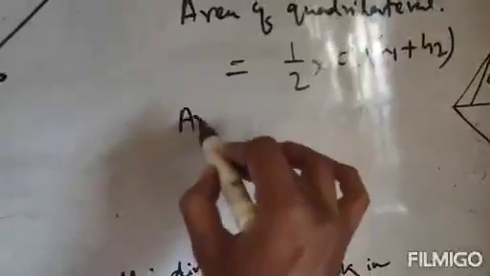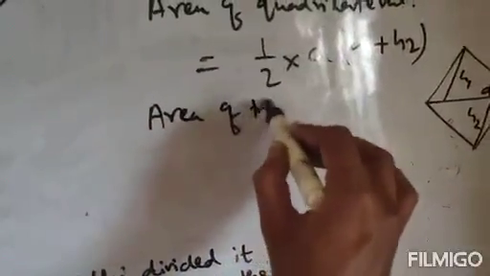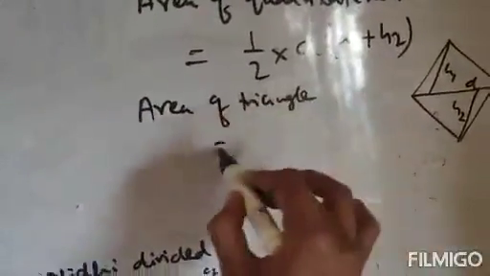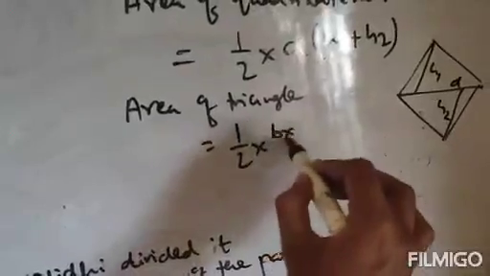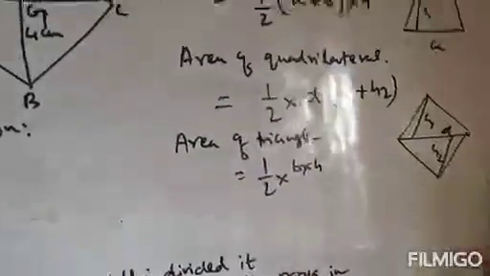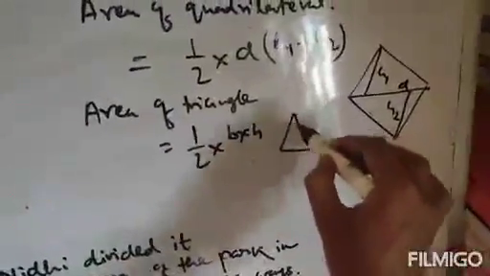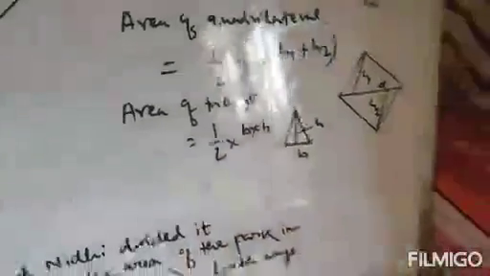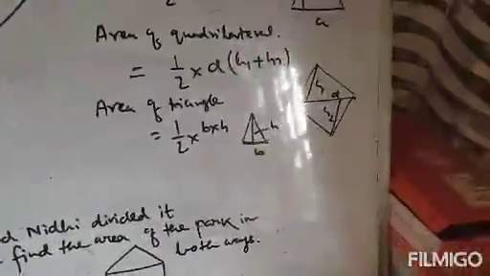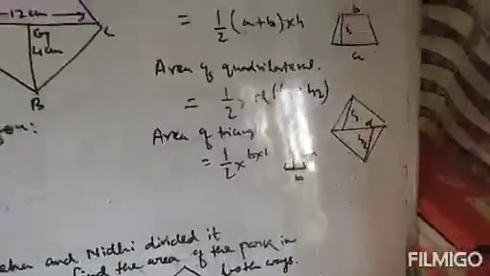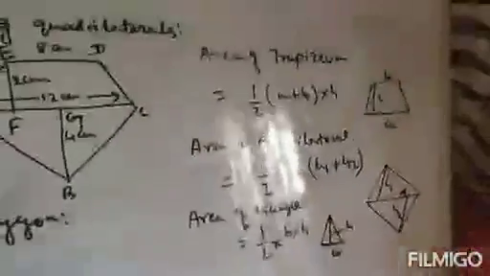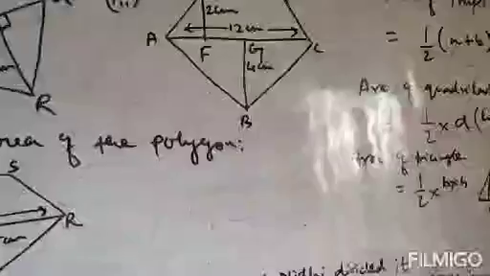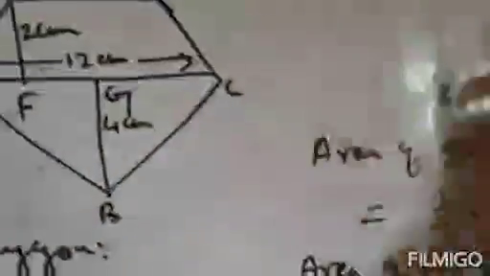Next, area of triangle. The area of a triangle is given by 1 by 2 into base into height, that is 1 by 2 into b into h, b for base and h for height. If this is a triangle, this is the height h and this is the base. So the formula for finding the area of a triangle is 1 by 2 into base into height. These three formulas will be required for solving the worksheet questions. Clear? Next.